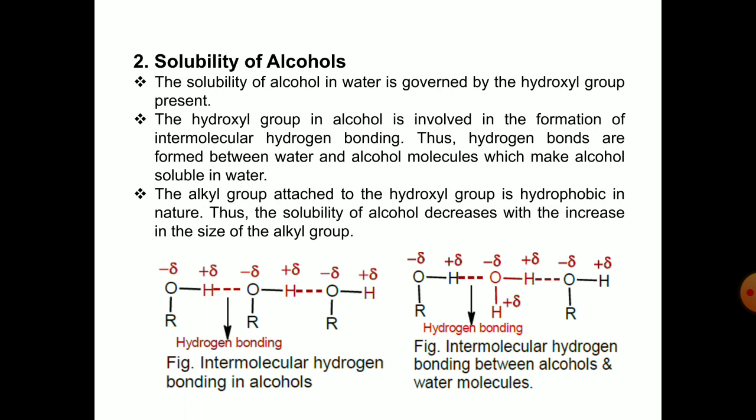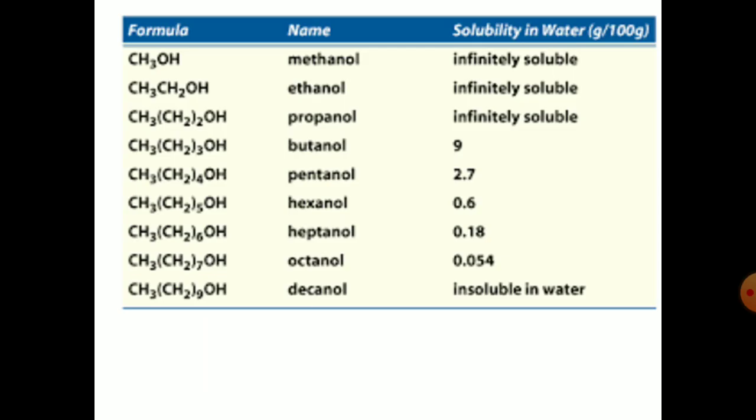Number 2: when the alkyl chain is increased, in case of alcohol, R is here. If the alkyl chain, which is hydrophobic in nature, is increased, hydrophobic means it will not like water molecules. Therefore, it decreases the solubility of alcohol in water. So, with an increase in the length of the alkyl chain, the solubility decreases.